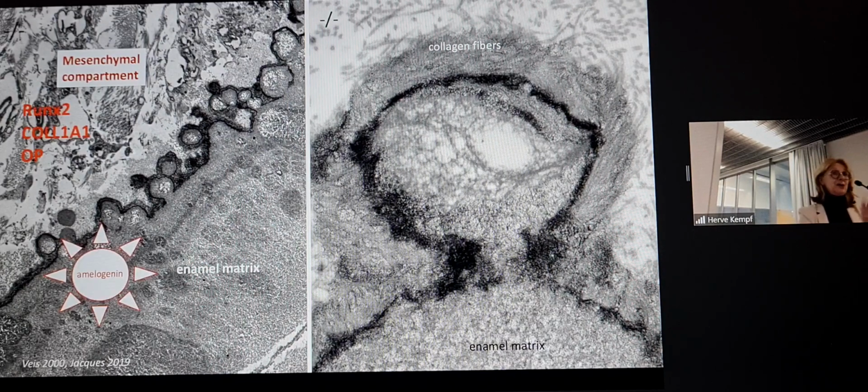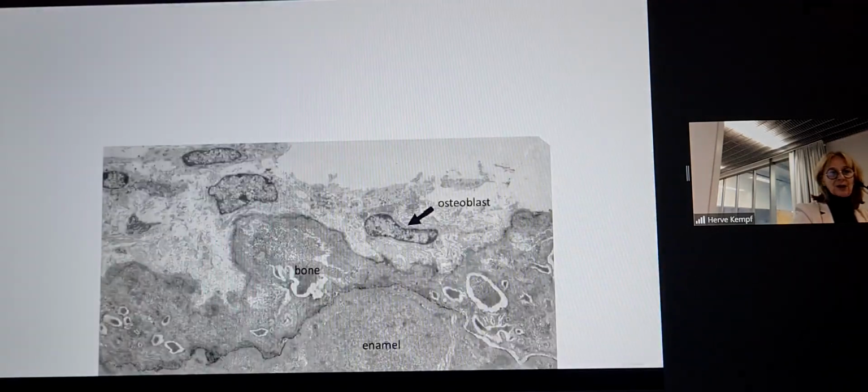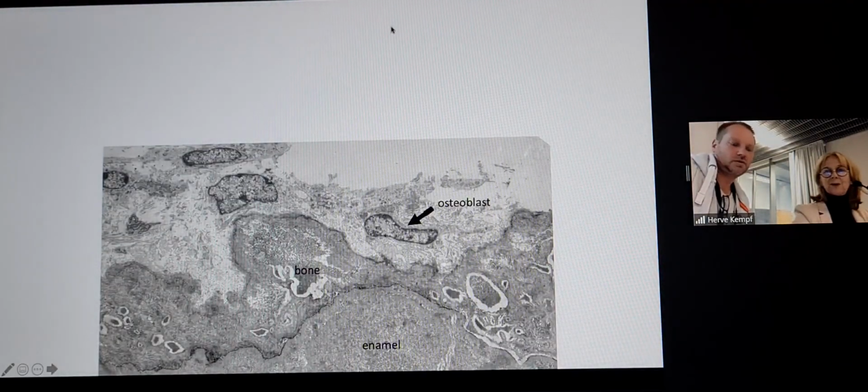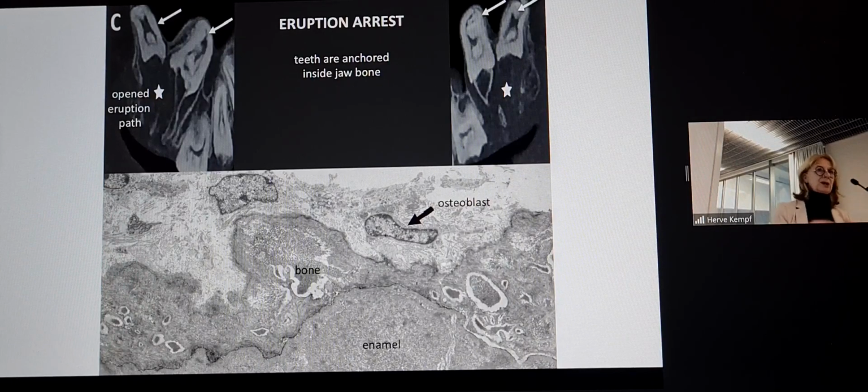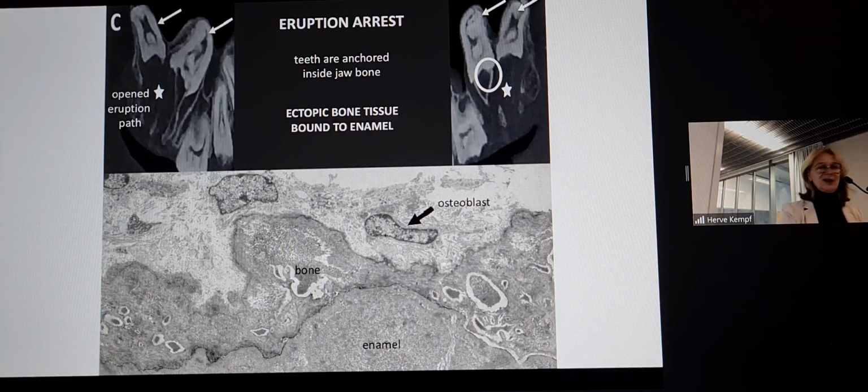And in dentistry, we always want to make bone. It's known by therapeutics that amelogenin induces osteoblast differentiation and bone formation. So what happens is that this enamel, in direct contact with the mesenchyme, makes bone, and there is a bonding between the surrounding of the tooth and the enamel. The eruption arrest is programmed, and there is an anchoring of the tooth inside the jawbone. So there is an ectopic bone tissue formation bound to enamel, which is completely pathologic.